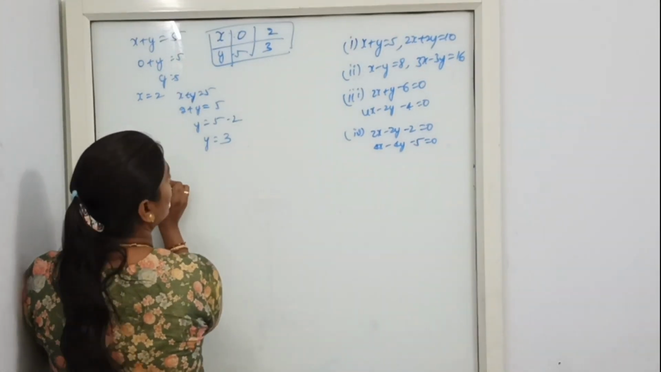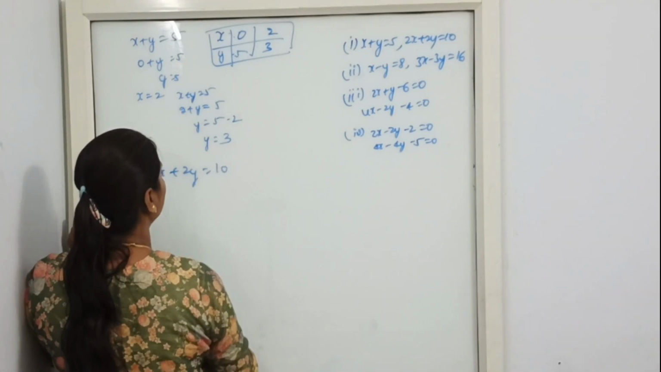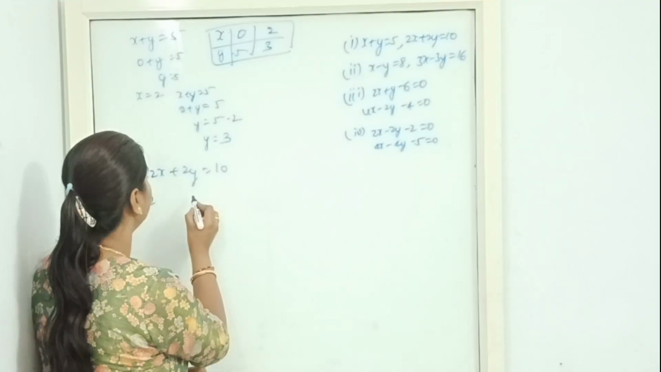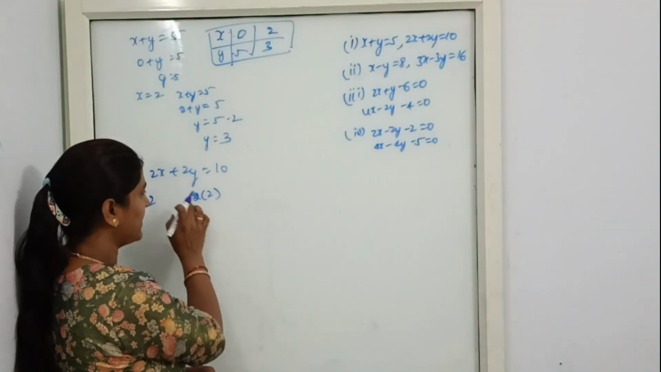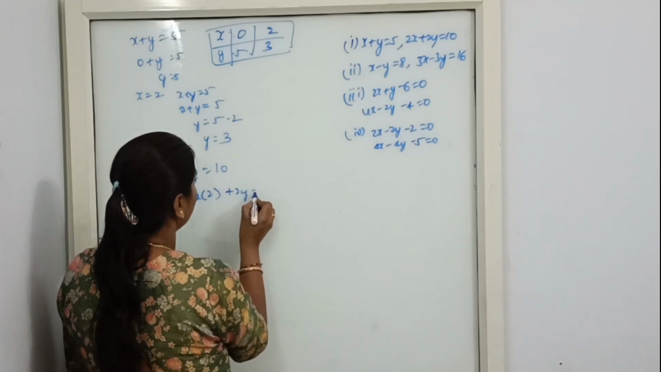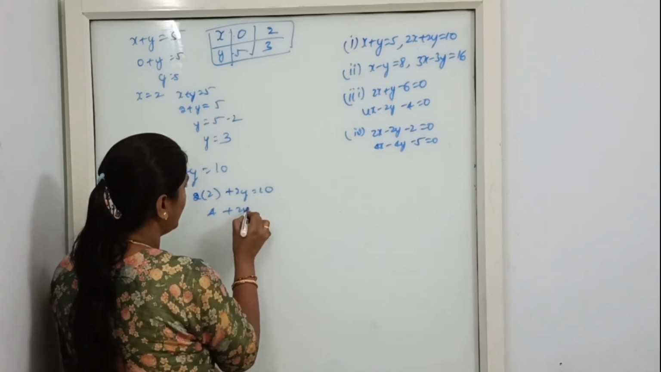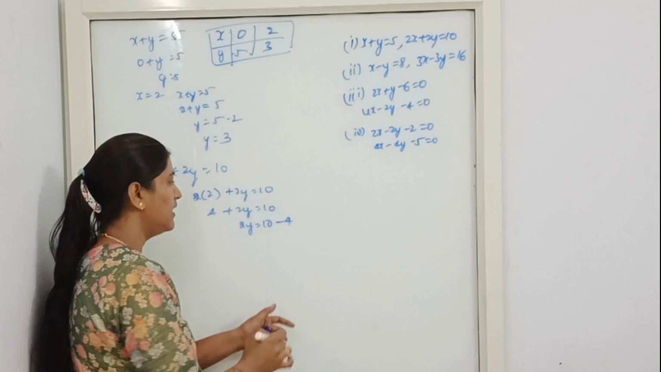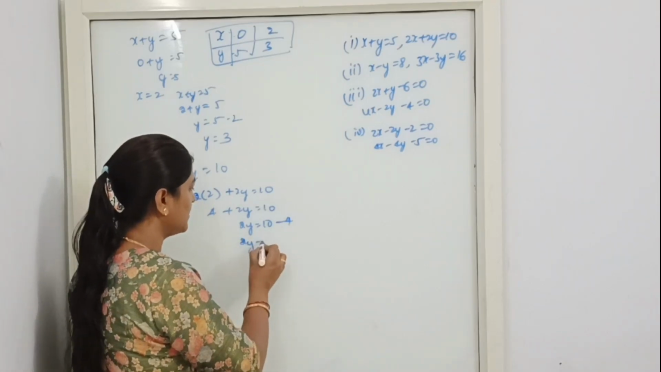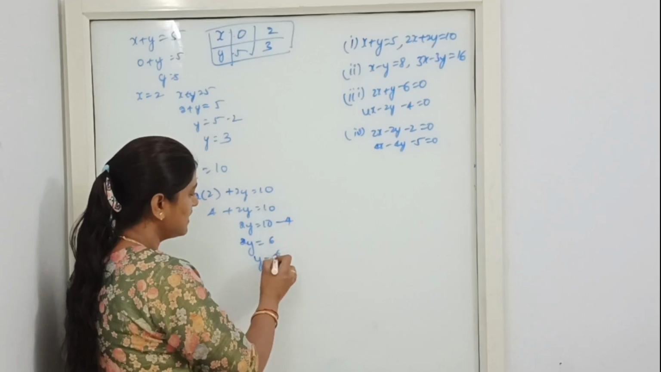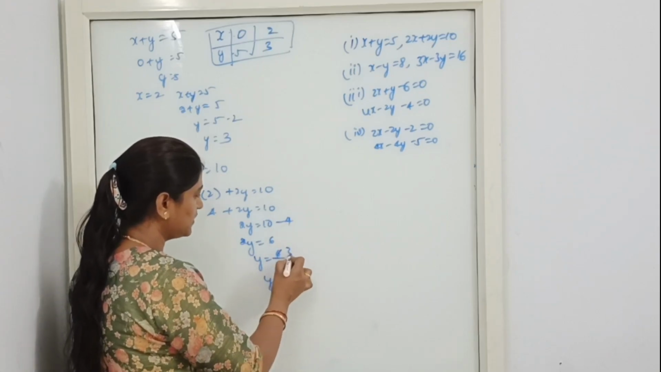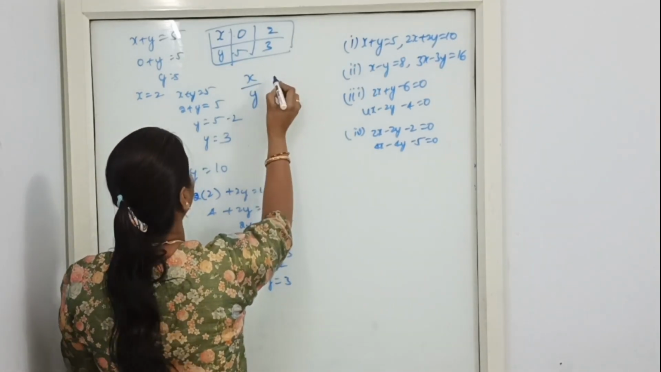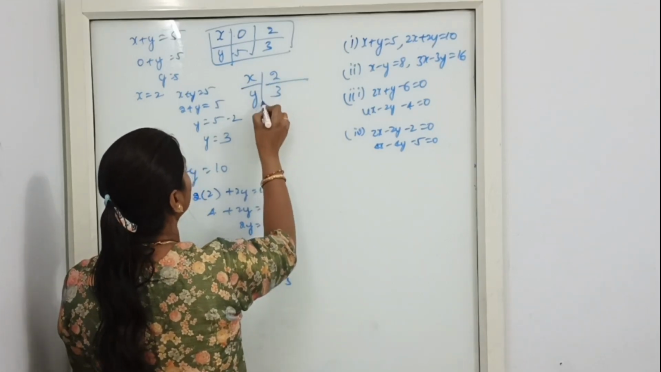For the second one, 2x plus 2y is equal to 10. And here you can take, if x is equal to 2, what will happen? 2 in the place of x: 2 2s are 4, plus 2y is equal to 10. Transpose 4 here: 10 minus 4. So 2y is equal to 6. 6 by 2, 2 3s are 6, y is 3. So for the second table, can I write here only? If x is 2, y is 3.